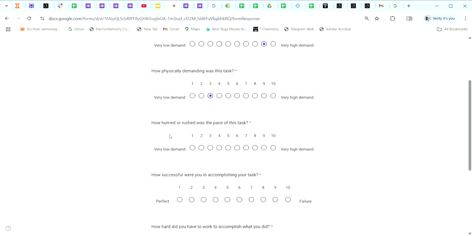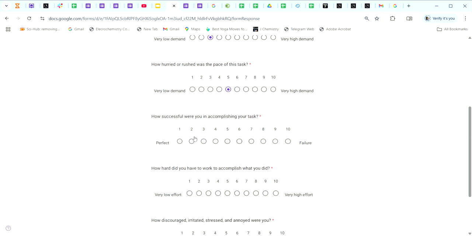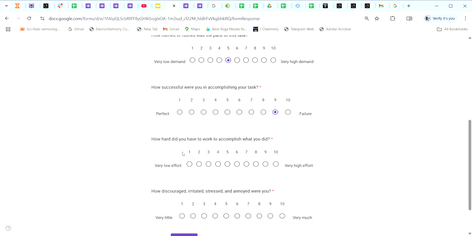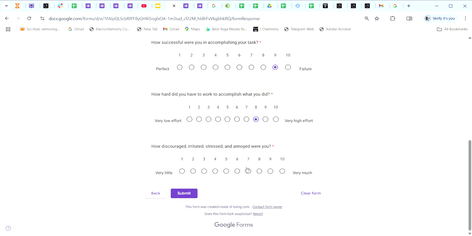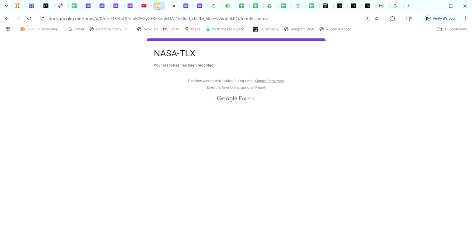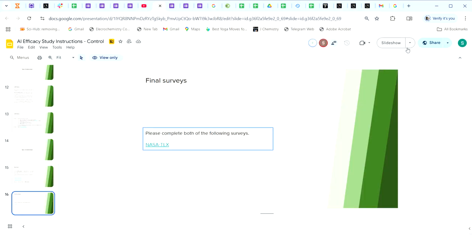How hurried or rushed was the pace of this task? Medium, 50. How successful were you in completing your task? I will say about 9. How hard did you have to work to accomplish what you did? How insecure, discouraged, stressed, and annoyed were you? Very little. Okay, thank you. So this actually ends here, completing this survey. Okay, thank you.